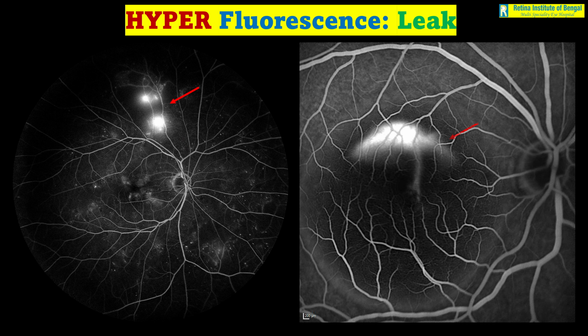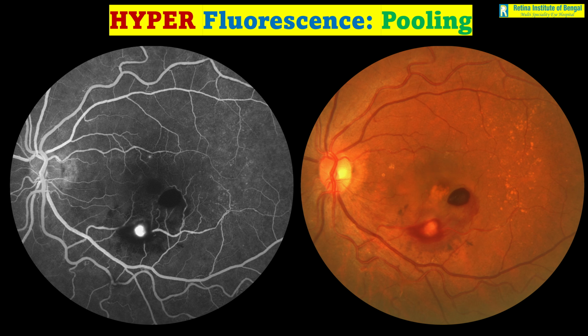Now, second is hyperfluorescence due to what we call pooling. For example, look at this case. You have again an intense hyperfluorescence, something white. Now, when you look at the fundus photo, you can see what we call a retinal arterial macroaneurysm. In this white, hyperfluorescent area, the margins are sharp. You can easily draw a margin around this hyperfluorescent area. So in pooling, the dye gets localized, as if there is some gap or space where the dye is getting collected.